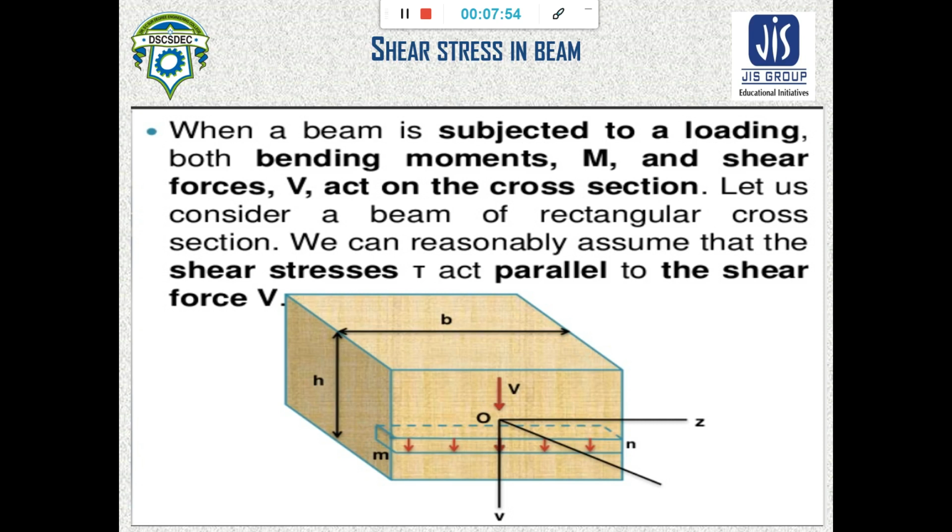Now see, when a beam is subjected to loading, both the bending moment M and the shear force V act on the cross section. See what I am saying, both the forces act in that cross section. And if we consider a beam of rectangular cross section, we can reasonably assume that shear stresses, that is tau, act parallel to the shear force, because that is where the shear force acts. Shear force acts parallel to the plane, along the line of action of the force.